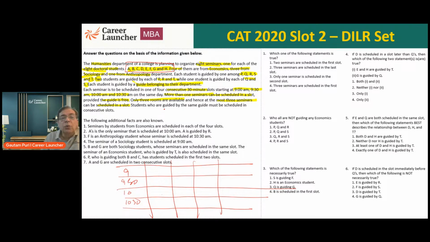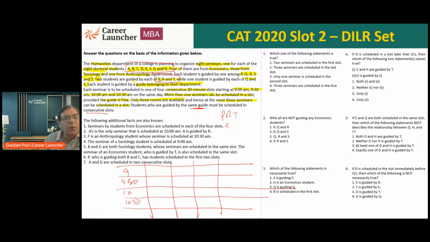Okay. Students who are guided by the same guide must be scheduled in consecutive slots. Who are the guides who have got multiple students? It is PRT. PRT have 2 students each. So their students will have consecutive slots. So let's say P is the one who has 2 students. So P could be this way, or it could be this way, or it could be in this manner. So both the students of P will have to be back to back, is what it is saying. So the same guide will continue for 1 hour.